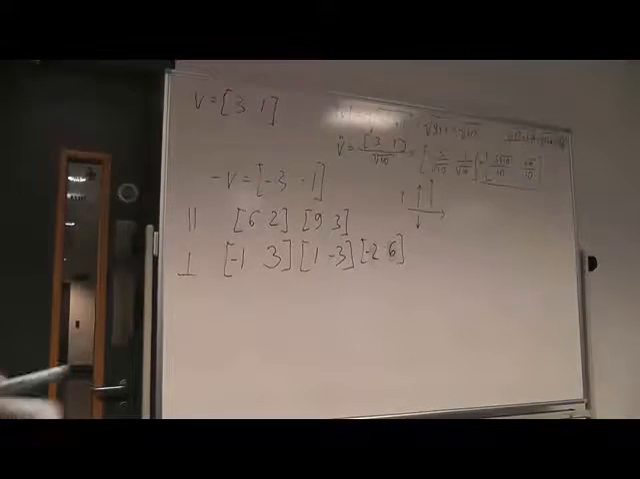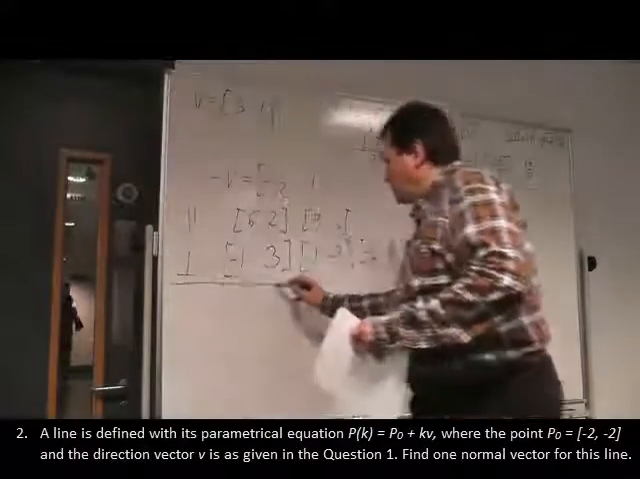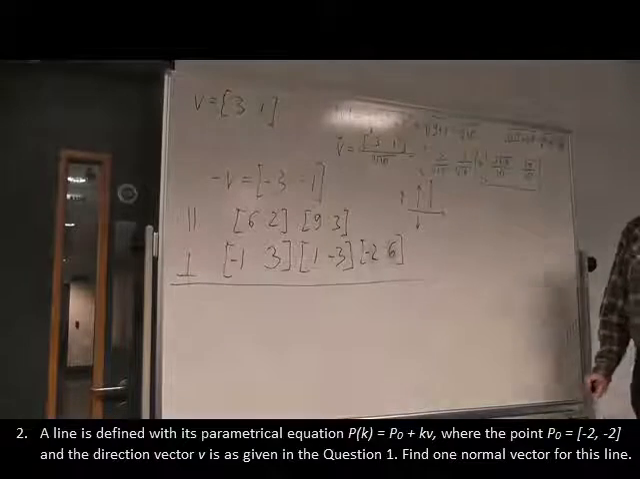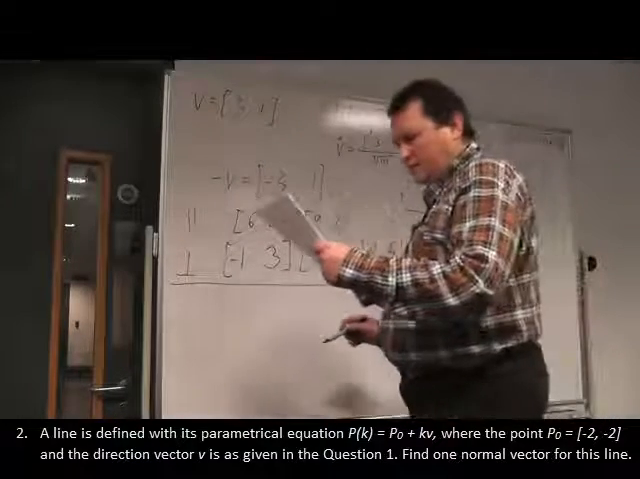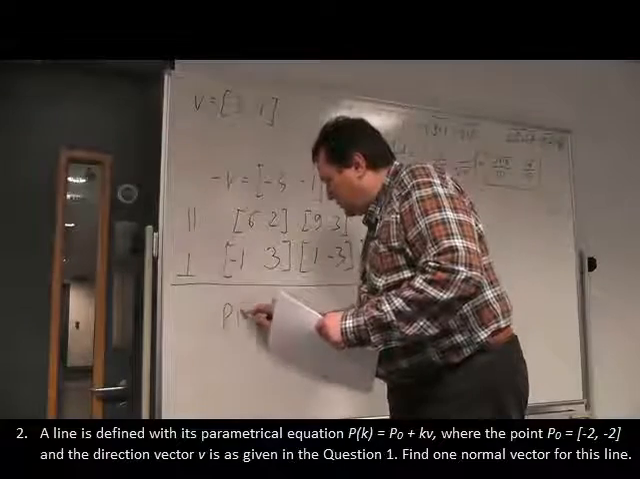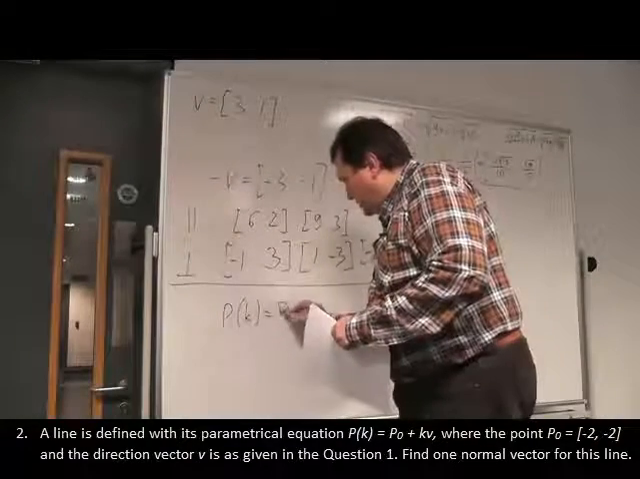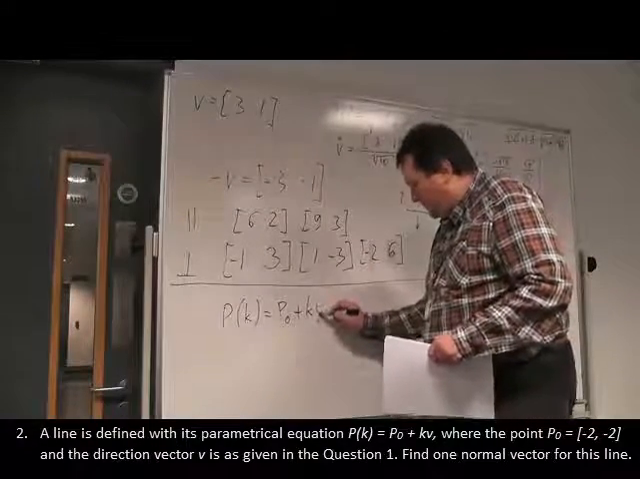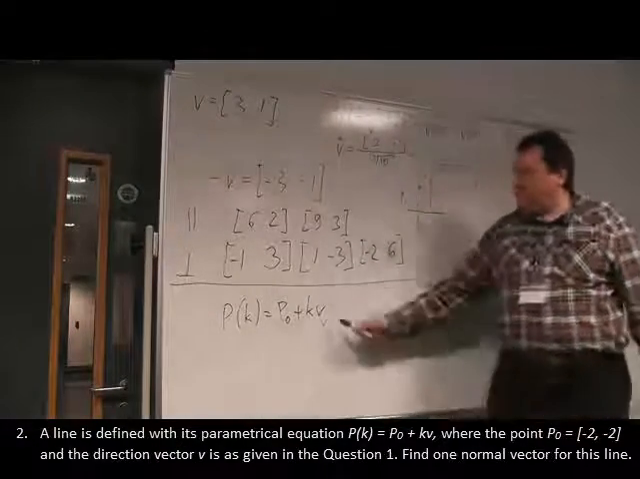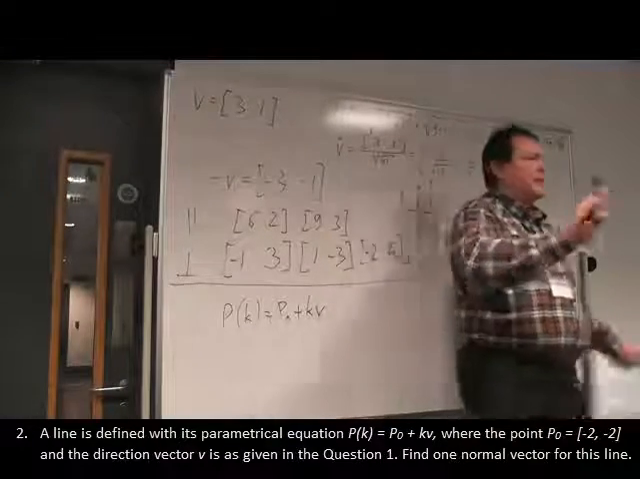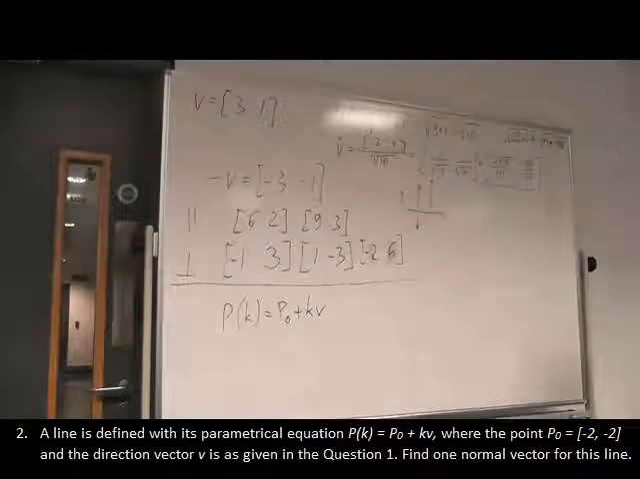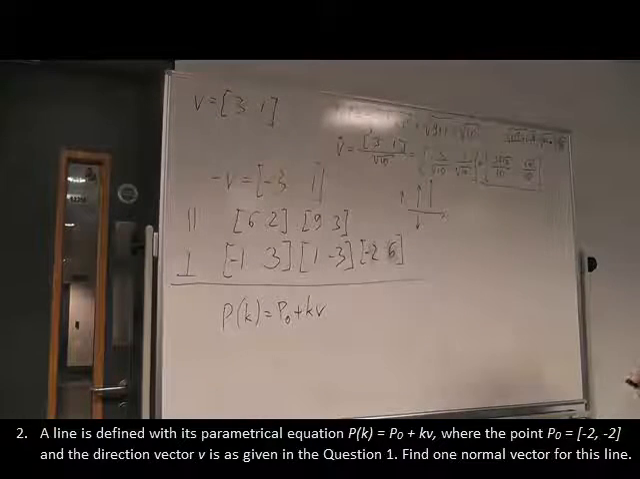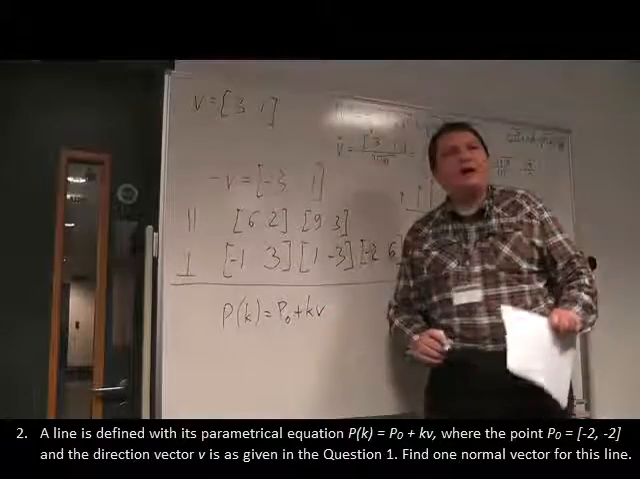We have now question 2. In question 2 we have a parametrical equation of a line which is p(k) equals p0 plus kv, where k is a parameter, so it's any number. If you put all the possible numbers, you will get a diagram of the line. But p0 and v are some values.